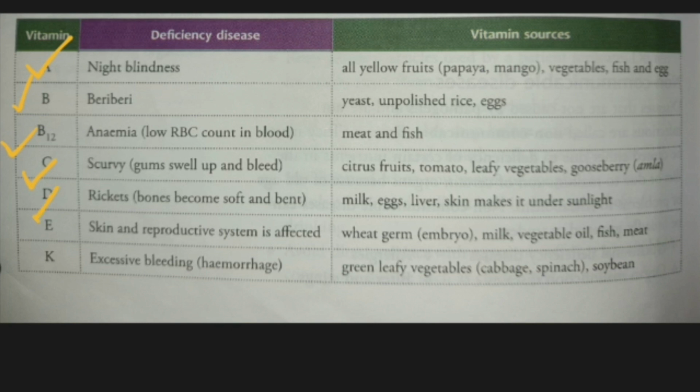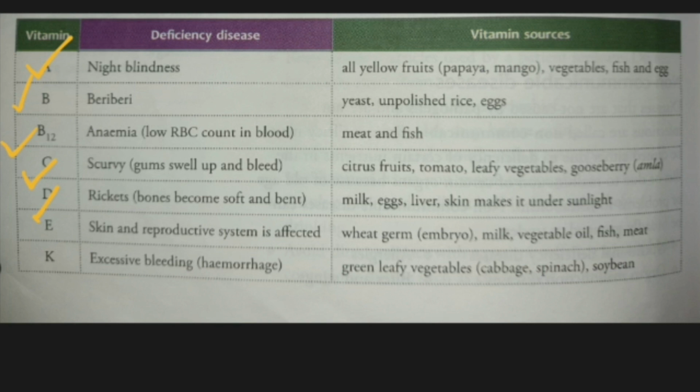Next is vitamin D. Due to the deficiency of vitamin D, rickets can be seen. Rickets is nothing but the softening of our bones, and they become bent. The sources are milk, egg, liver, and the skin makes vitamin D under sunlight.